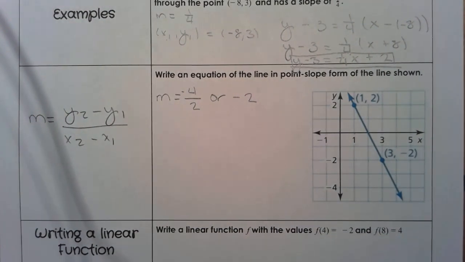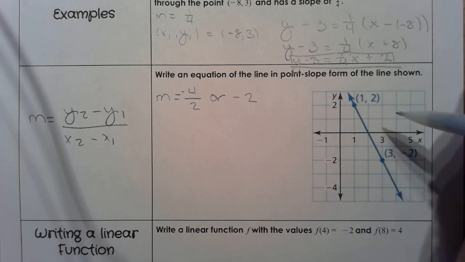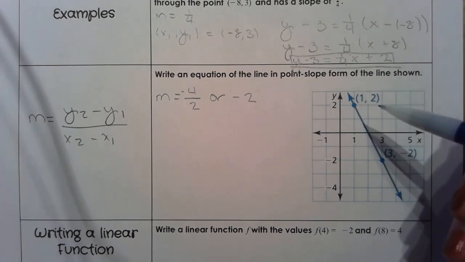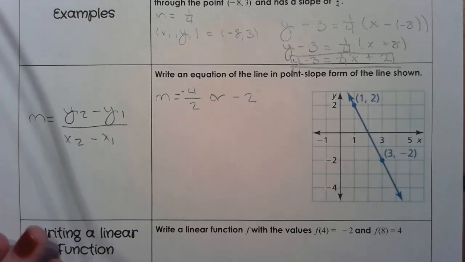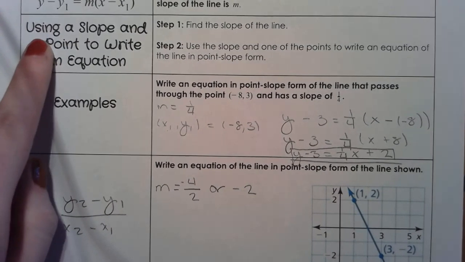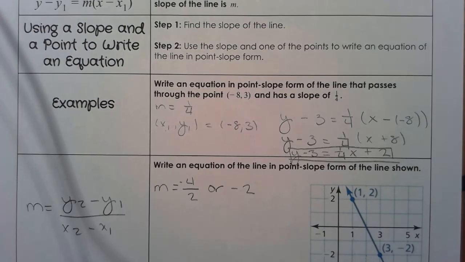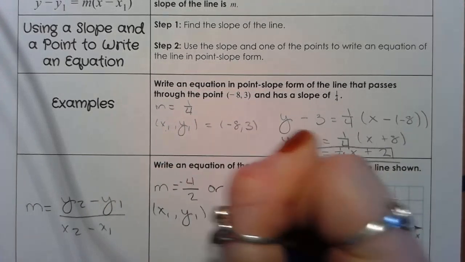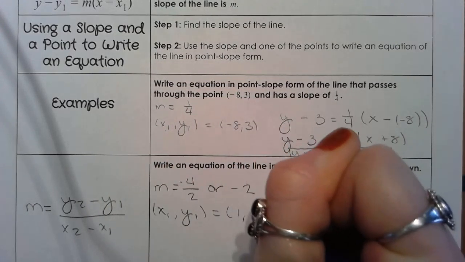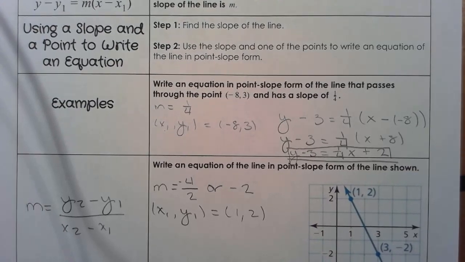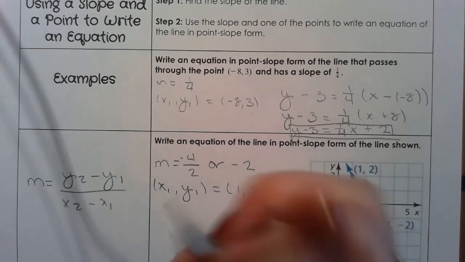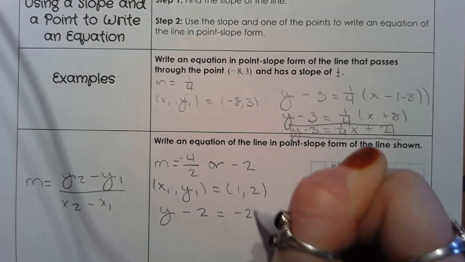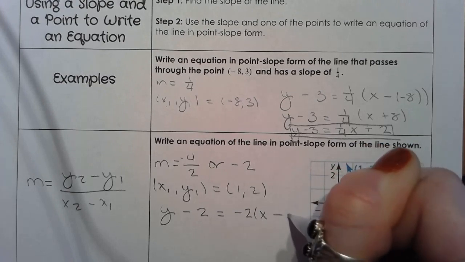Okay, now I'm going to use point slope form again, and I'm just going to use one of the points. And I notice that this point has a negative in it, so I'm just going to use the point that has both positive values in it. So again, I'm just using this form up here, and I'm going to plug in my values. So my x1 and my y1, I'm going to use the point (1, 2). Okay, now I'm just going to plug that in. So I will get y minus 2 equals -2 times x minus 1.